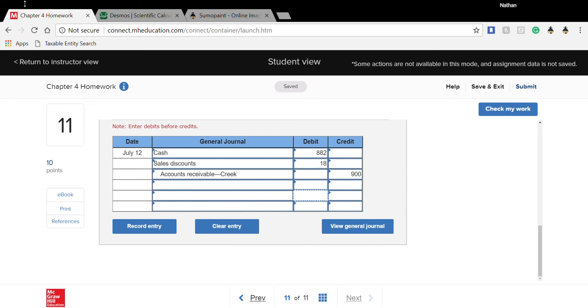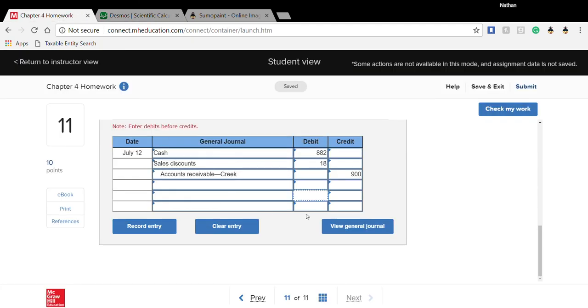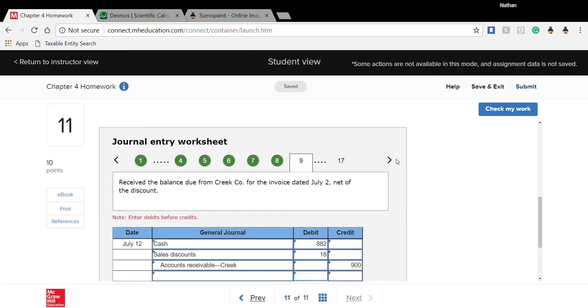Again, you can do your calculator. Just take 900 minus the 882. And again, $18. Nothing too bad. Alright. Move on to the next.